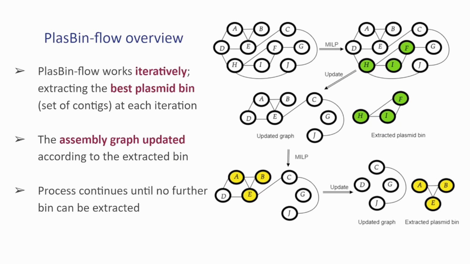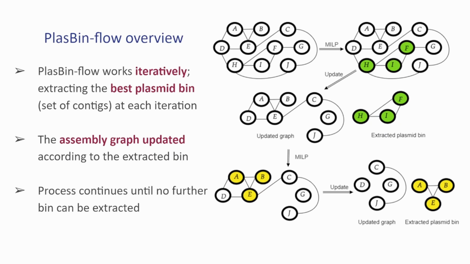PlasBin-flow works in an iterative manner. In each iteration, it extracts one plasmid bin, that is the optimal plasmid bin for that iteration, as a set of contigs. It then removes the plasmid bin from the assembly graph, and the assembly graph is then updated to reflect this. The process continues till no further plasmid bins can be extracted from the assembly graph.